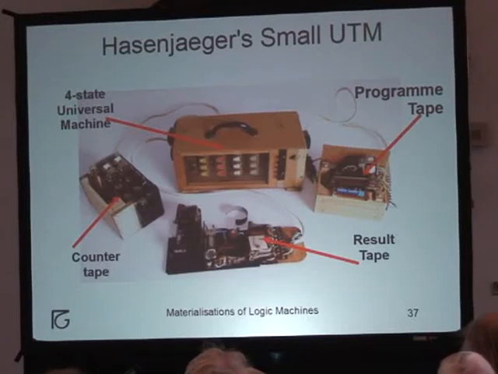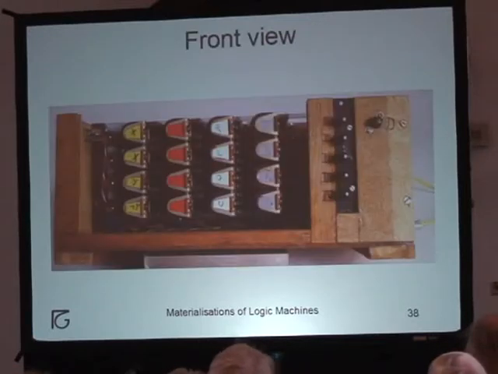In the middle, before, you see the result tape. That is a Turing tape of the simulated machine. On the right-hand side, you see the program tape. I will show them very soon. On the right-hand side, you have a third tape, the so-called counter tape, which I will explain later on. And now I will give you some pictures.